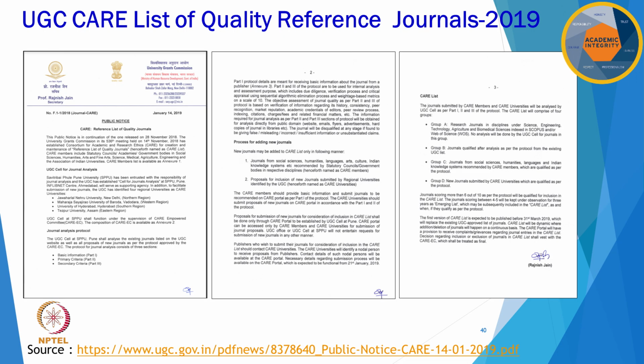UGC launched the UGC CARE List of Quality Reference Journals in the year 2019. UGC has taken a firm step to improve the quality of research and safeguard publication ethics. For this purpose, the UGC has established the Consortium for Academic and Research Ethics, also known as CARE, for creation and maintenance of a reference list of quality journals in the year 2019. So this is also one of the important landmarks in this direction.